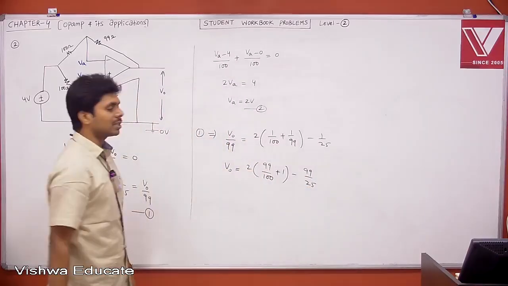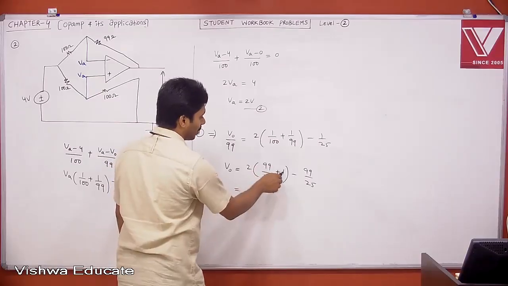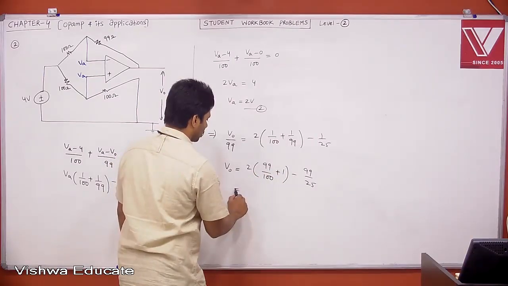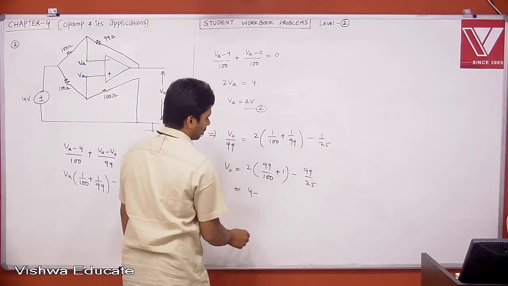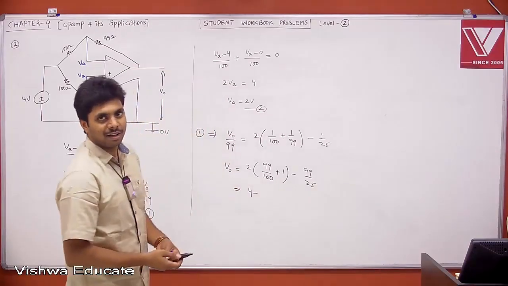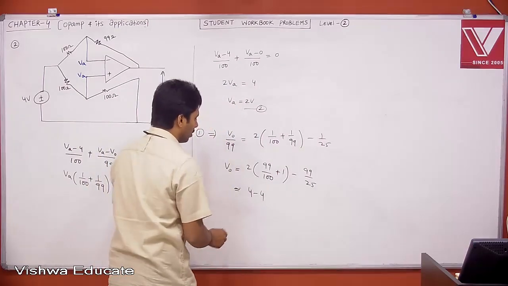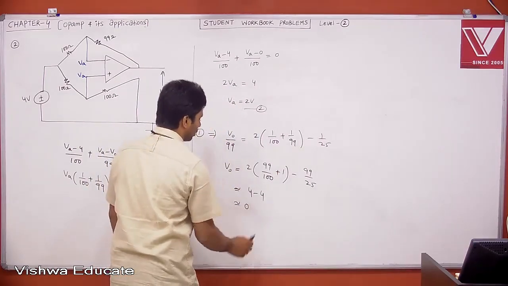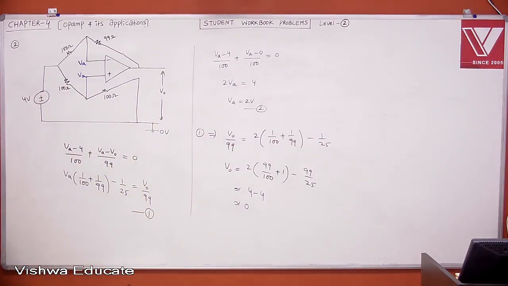Even if you take it as approximately 100, then what do you get? This is nothing but 100 by 100, 1 plus 1, 2, 2 into 2, approximately 4, minus 100 by 25. 100 by 25 is nothing but 4. Therefore, this is also approximately 4. Then you will get approximately 0. Therefore, your V0 is approximately equal to 0.